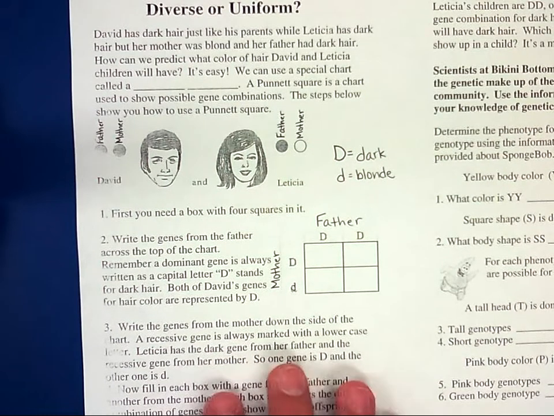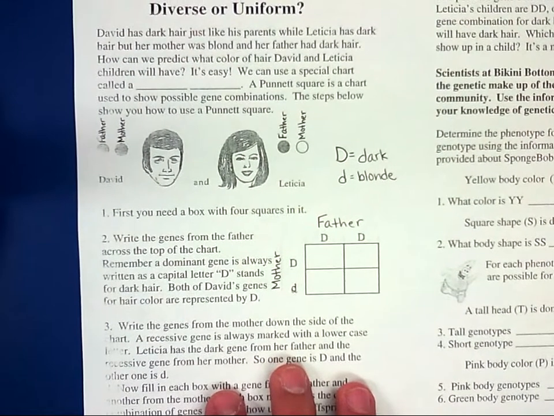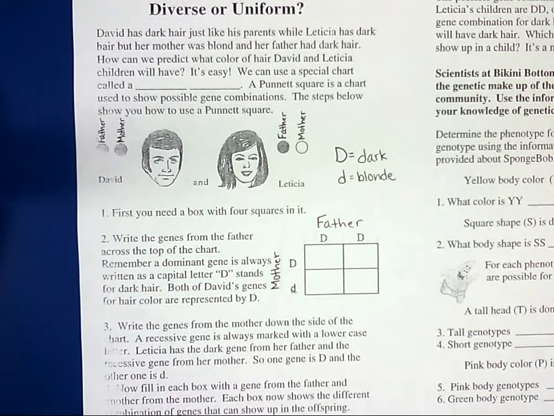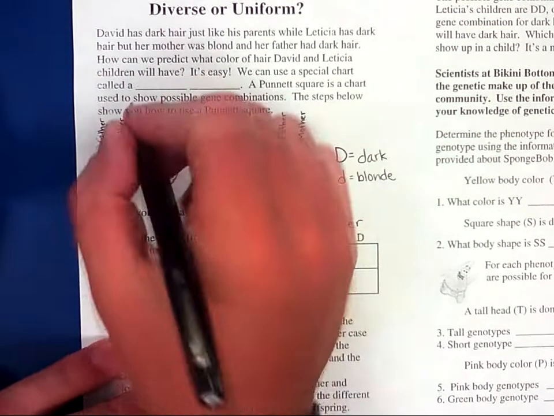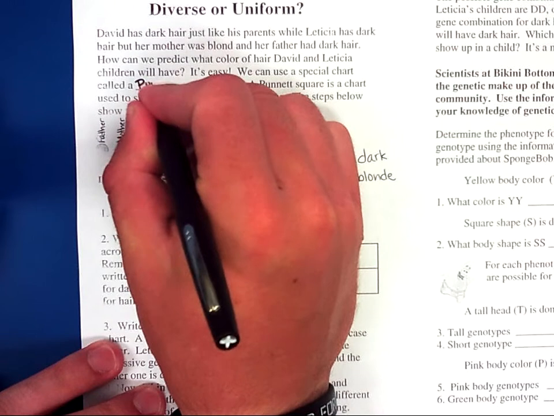All right, so diverse and uniform. David has dark hair just like his parents. Letitia has dark hair, but her mother was blonde and her father had dark hair. How can we predict what color of hair David and Letitia's children will have? It's easy. Use a special chart called a Punnett square.